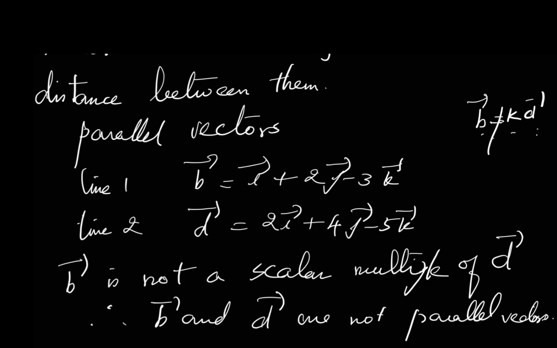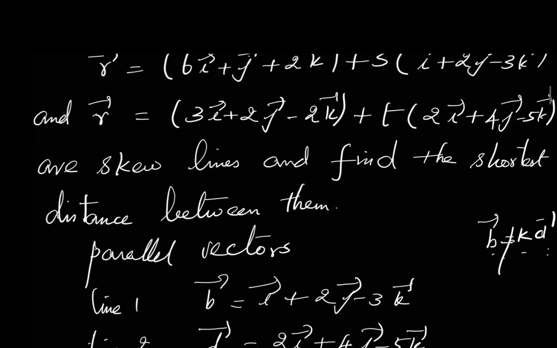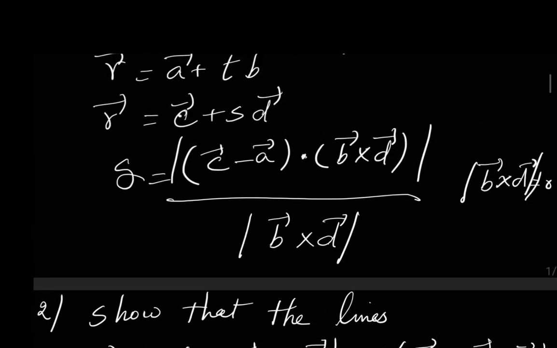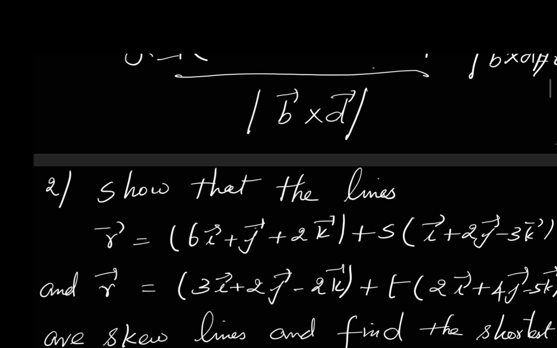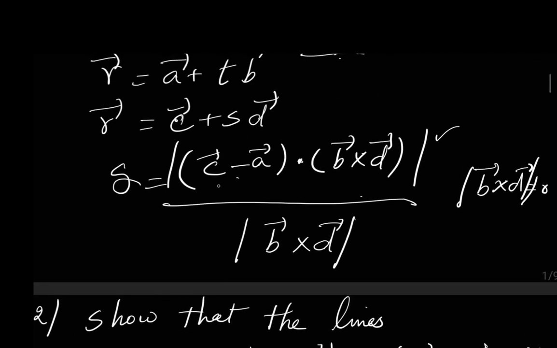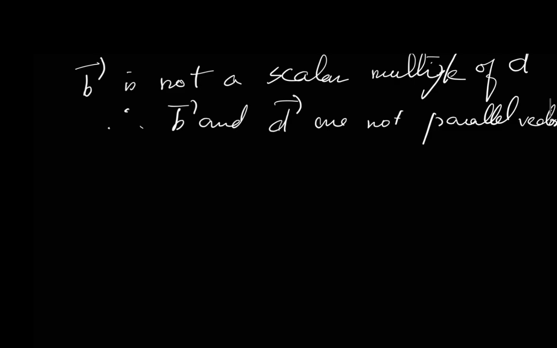Next concept: we have to show they do not intersect. How to show they do not intersect? See here, this is the distance between the two lines, and you just look at the numerator term. This numerator term should not be equal to 0. The dot product of vector C minus A dot vector B cross D should not be equal to 0.